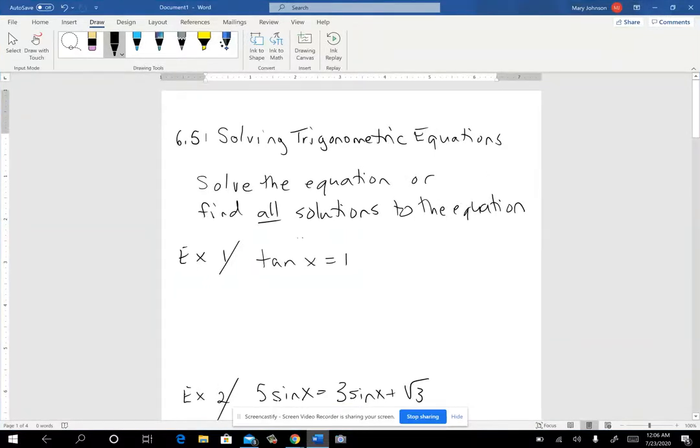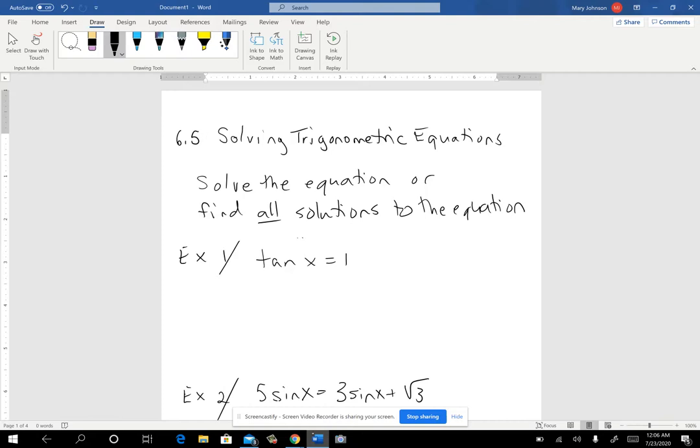In this video, we're going to look at solving trigonometric equations. To start with, we're going to be solving the equation, which means find all the solutions to the equation. The first one is to find where tan x equals 1. So you're going to want to have a unit circle handy for this.